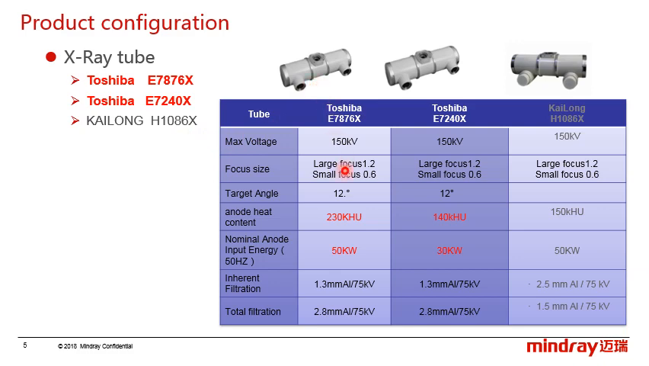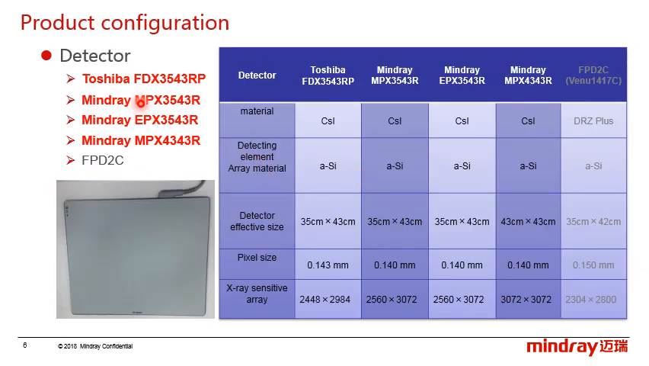And the difference between these 2 tubes is the heat content and the power. We can see this tube has a higher heat content and power. It means that this tube is used in a 50 kilowatt generator, and this tube in a 30 kilowatt one. For the detector, Toshiba and Mirage detectors can be configured.